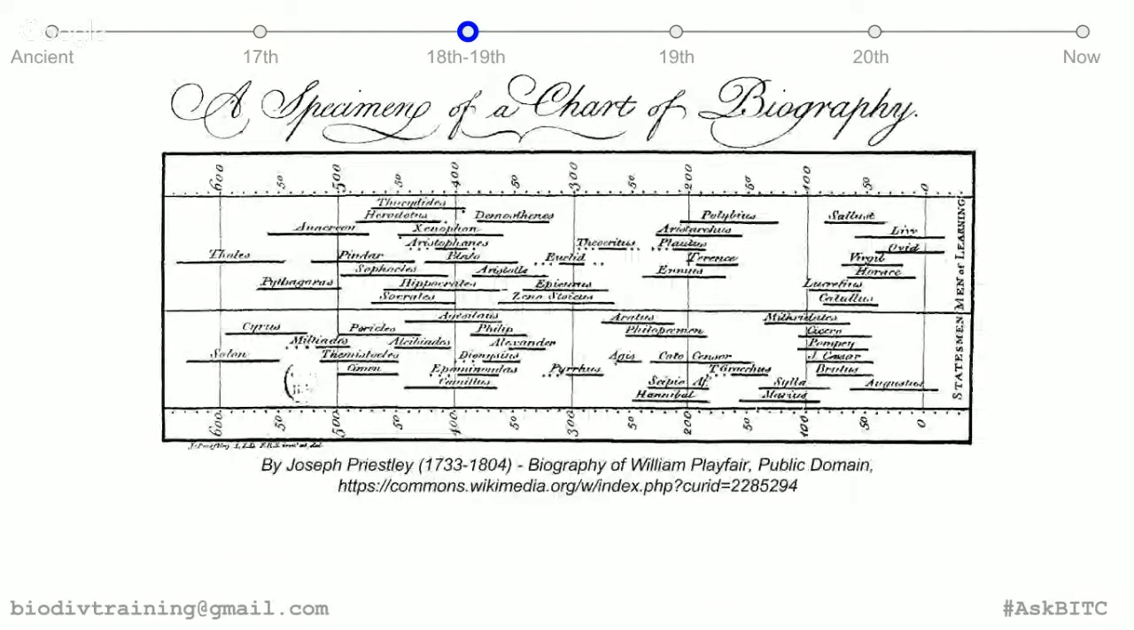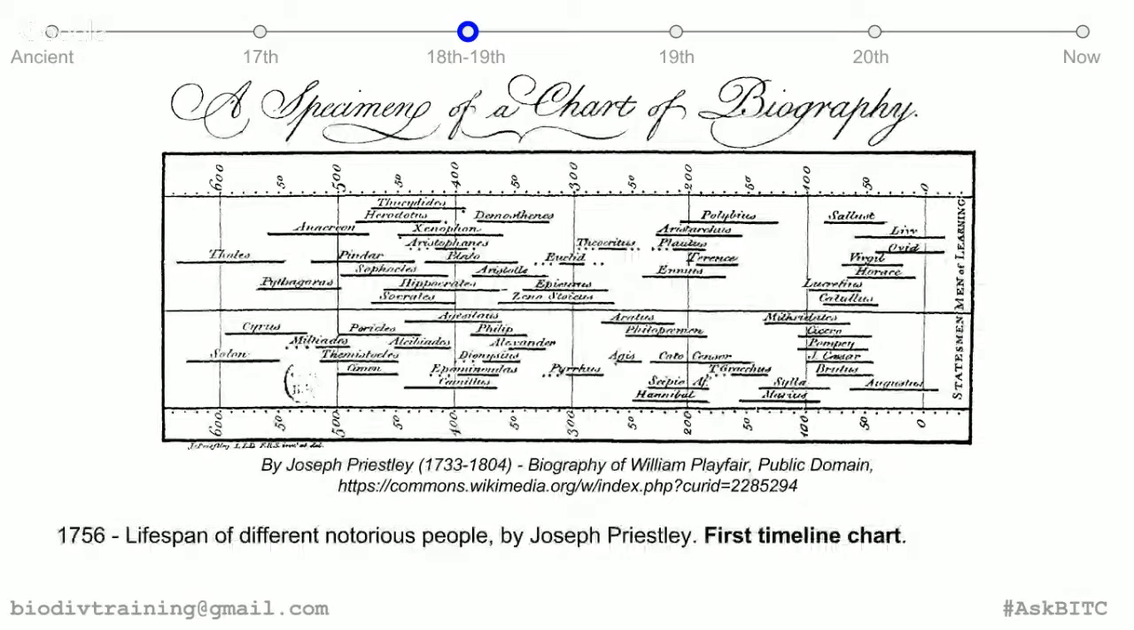This century also witnessed the first steps of what are currently widespread charts. In this example here, we can see the first timeline chart used to represent the lifespan of different notorious people from ancient history. This plot was made in 1756 by Joseph Priestley, and it's a bit tricky to read at first, but it makes total sense.